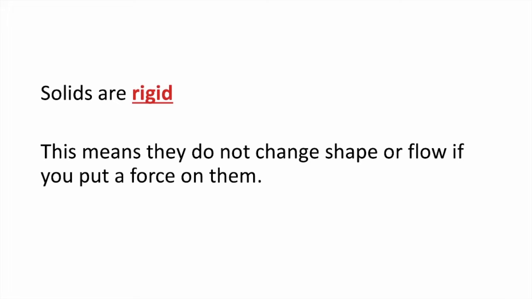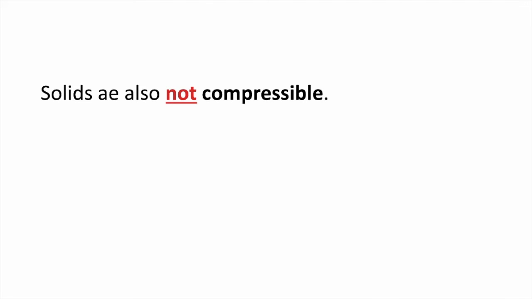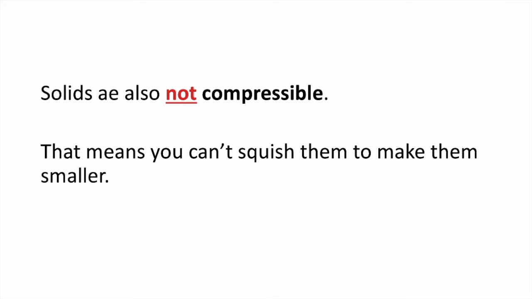Solids are rigid. This means they do not change shape or flow if you put a force on them. See, we can poke this Rubik's Cube all we want to, but it's still going to look like a Rubik's Cube. Solids are also not compressible. That means you can't squish them to make them smaller.